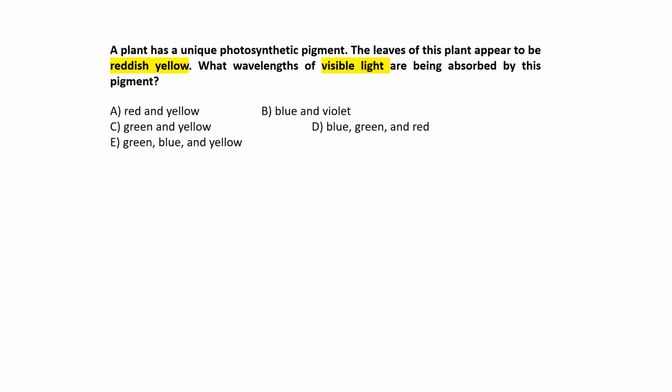Okay, this is another of those questions that could be slightly difficult. So I want you to think about it. A plant that has a unique photosynthetic pigment, the leaves of this plant appear to be, and this is key, reddish. What wavelengths of visible light are being absorbed by this pigment? So here, the thing that you need to remember is why plants are green.